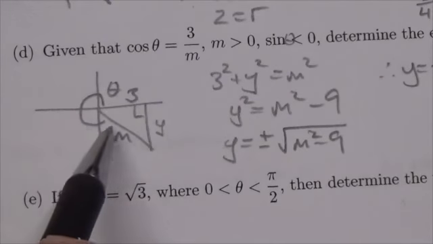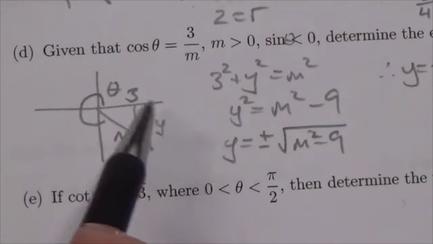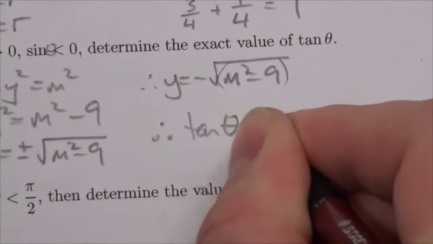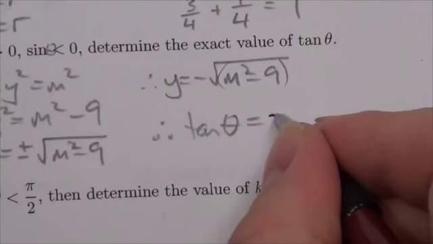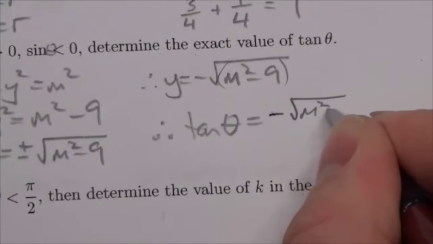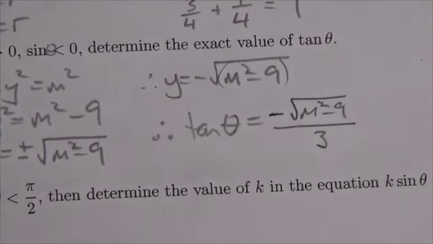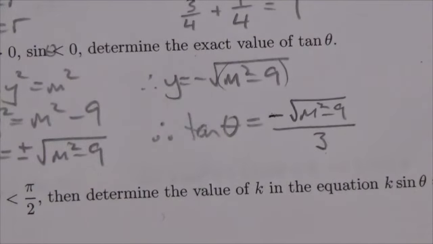Now let's think about what tangent is. Tangent is y over x. So we come over here, which means that the tangent of theta in this case is going to be the y-coordinate, negative root m squared minus 9, all over 3. And that's what we were looking for. Can't do much better than that.